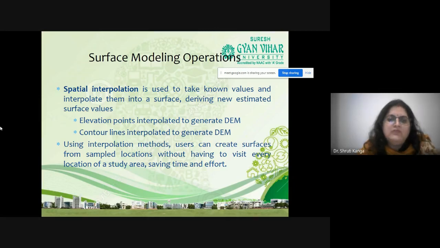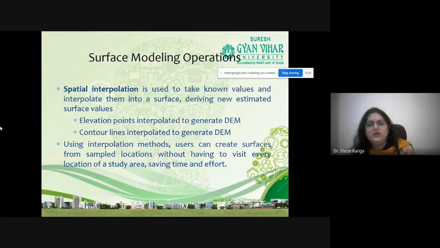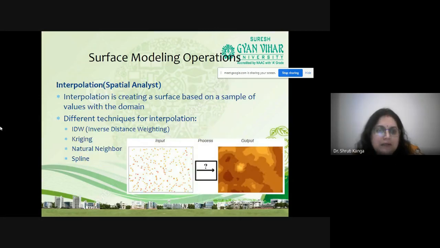Okay, so we have given here an example of digital elevation models from different contour lines or elevation points. We can also generate population maps on the basis of spatial interpolation. We can also create rainfall maps using spatial interpolation techniques, where we have different rainfall points and want to show their spatial spread in a particular area.